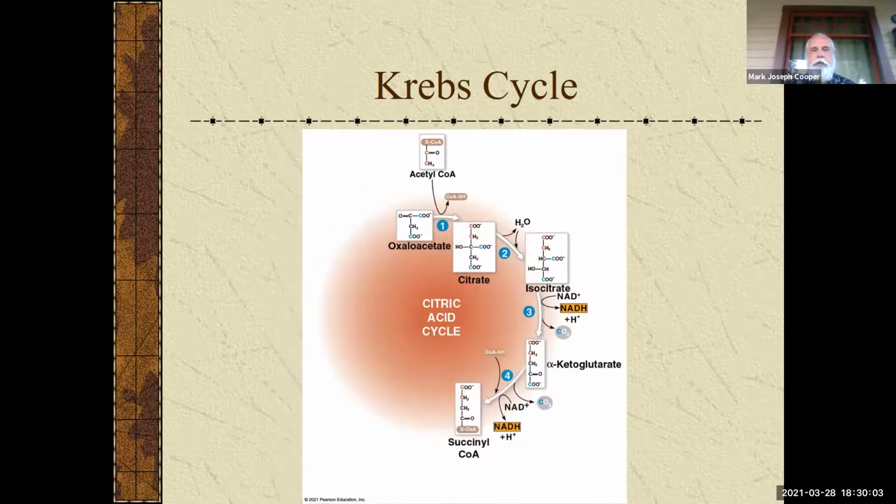Okay, next step is now we're going from alpha ketoglutarate to succinyl coenzyme A. And what you need to know for that is, again, we're going to produce another NADH and we're going to give off another CO2. Okay, and so what we're at now is a 4-carbon sugar.